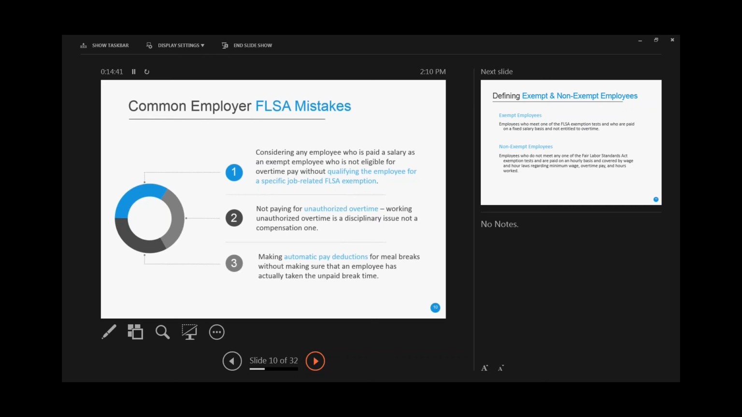And then thirdly, making automatic pay deductions for meal breaks without making sure that an employee has actually taken the unpaid break time. Many times, non-exempt employees will work through lunch and then not record the work hours on their timesheet. The employer bears the responsibility of making sure employees take their breaks, and in fact, if they do work during their break, that the employee receives pay for the time worked.